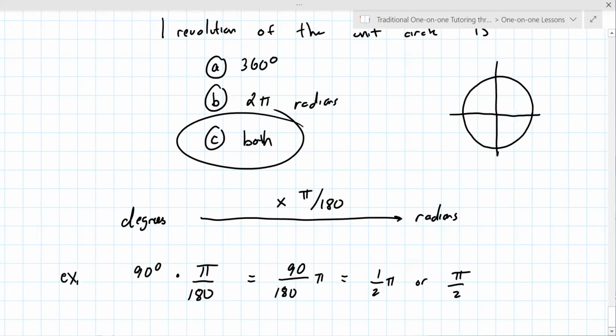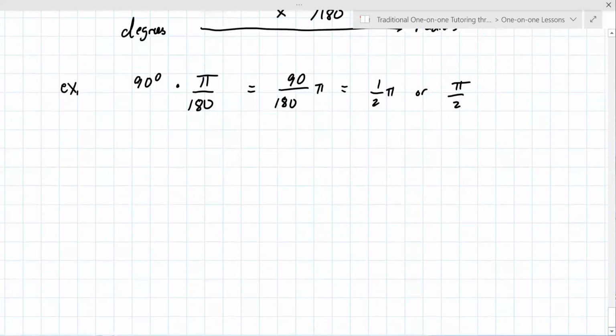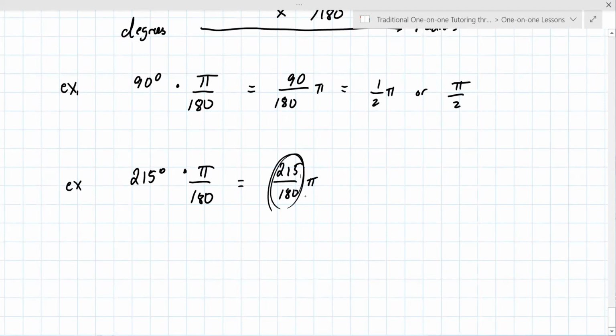Okay. But you probably won't get that. You probably get something like 215 degrees and you multiply by pi over 180. And that gives you 215 over 180 pi. Well, this you have to reduce. And if you don't have a calculator, that's where I guess the trouble could be.